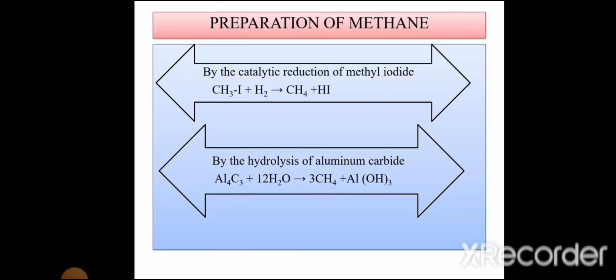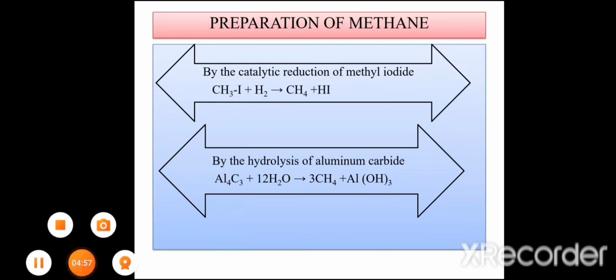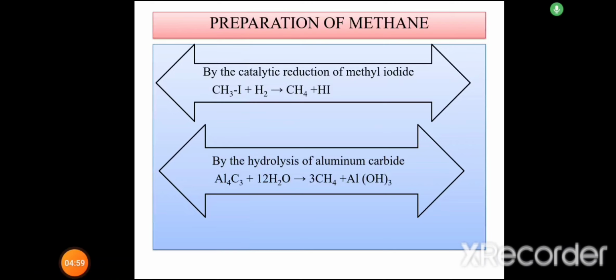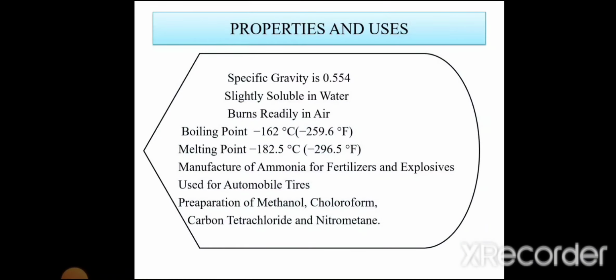The preparation of methane. First one, the catalytic reduction of methyl iodide. Methyl iodide can be reduced to produce methane. The second one is the hydrolysis of aluminum carbide. Aluminum carbide can be hydrolyzed to form methane molecule. Properties and uses of methane.